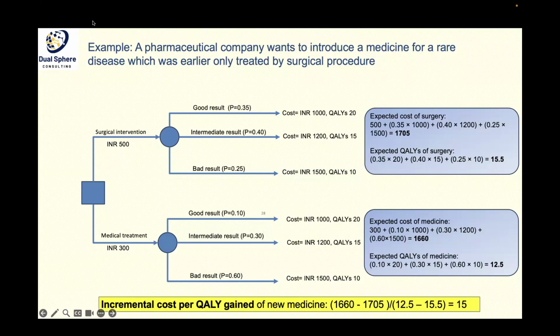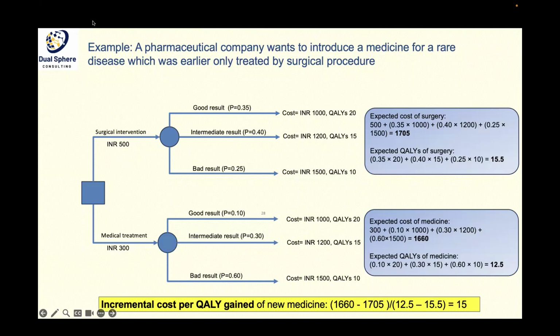If you have more than two options, like surgical intervention, medical intervention, chemotherapy, anything else, you can have all the possible outcomes, create similar choices for each one of them, and then do the same exercise for all of them. This is how you do a decision tree analysis.